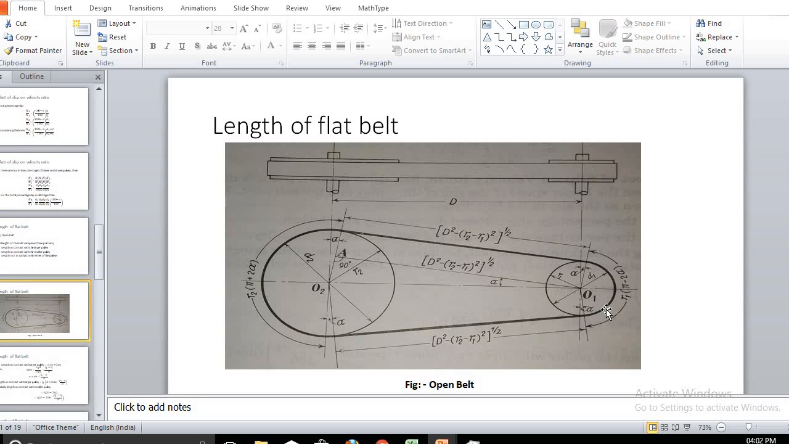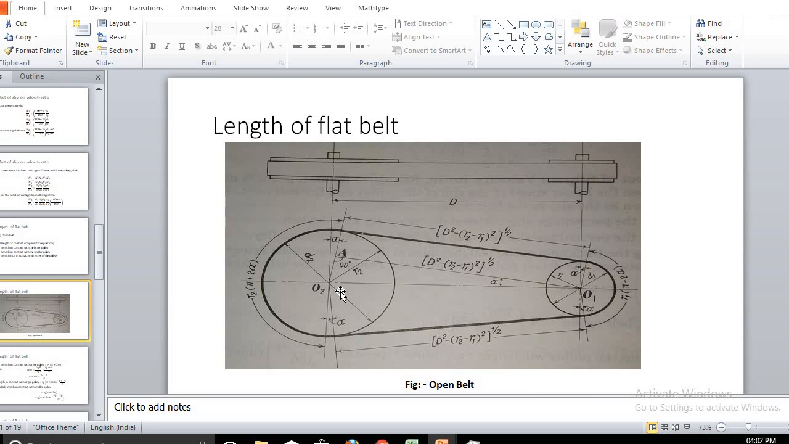The arc length for the smaller pulley, where the radius is r1, is nothing but r into theta, where theta is the angle occupied by that arc. Here the radius is r1 and theta is pi minus 2 alpha. The angle occupied by this arc is 180 minus alpha and alpha, so 180 minus 2 alpha, which is pi minus 2 alpha.